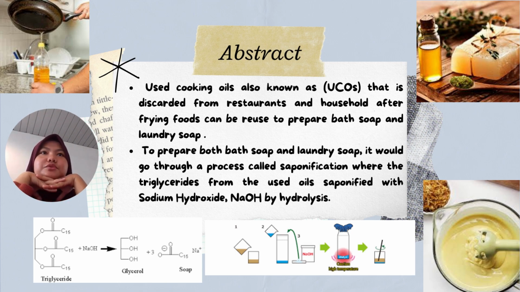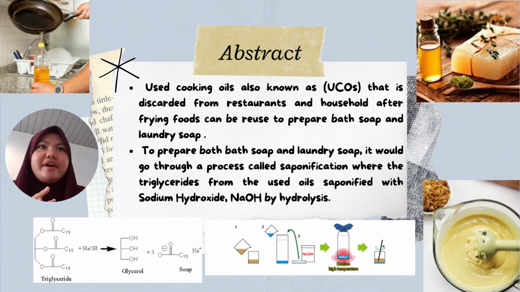Used cooking oil can be used to prepare bath soap and nourish soap. Used cooking oils, also known as UCOs, are discarded from restaurants and households after frying foods, and they can be used to prepare bath soap and nourish soap after being filtered. Bath soap is prepared using UCOs, specifically vegetable oil, that is purified with brine solution. Brine solution is a high concentration solution of salt, usually sodium chloride, and bleached with hydrogen peroxide, and then mixed with animal fat, commonly beef tallow.